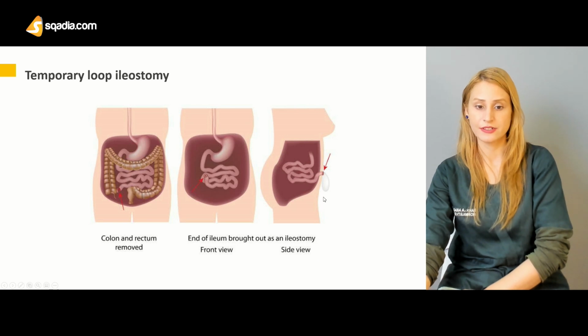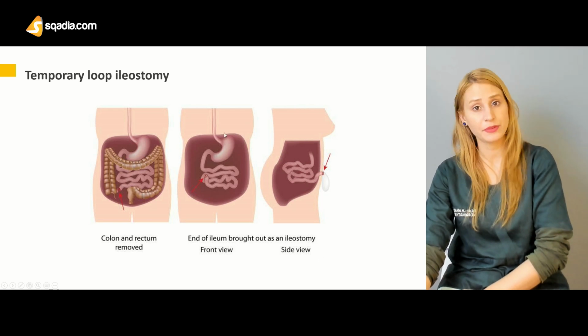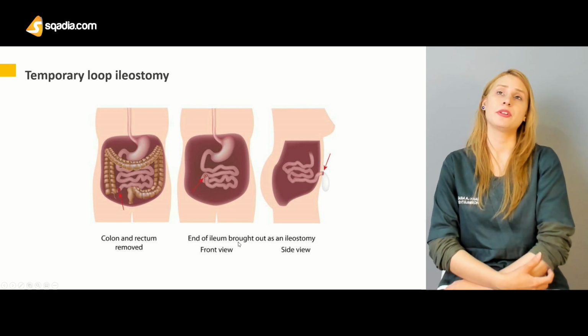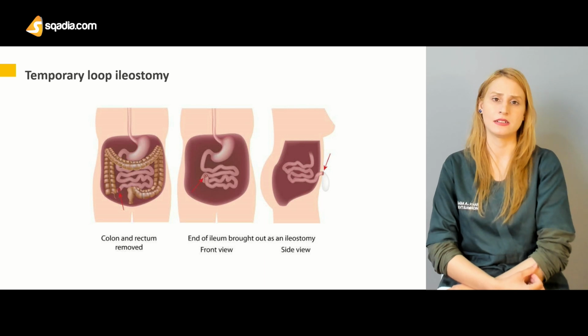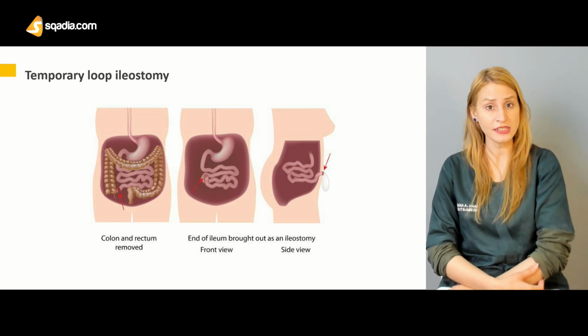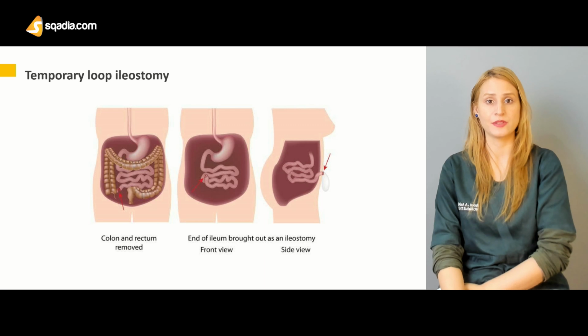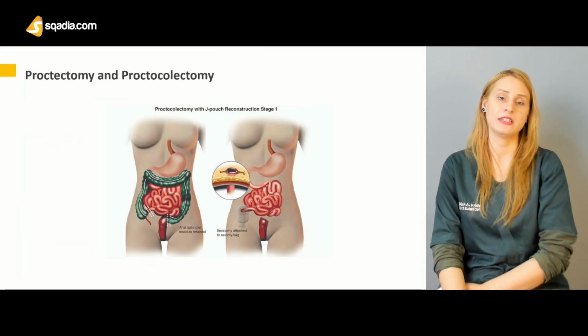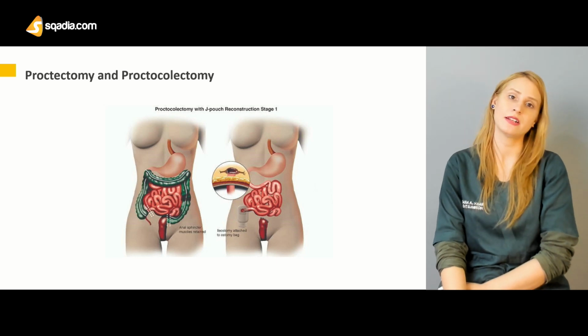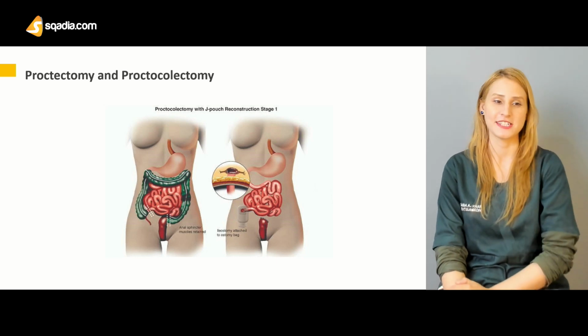You can see here. Sometimes it's a temporary loop ileostomy, but if the rectum is also removed and proctectomy is also done, then it's possible that the patient will end up with a permanent ileostomy. So ileostomy can be a double barrel or a single barrel. That's another topic for discussion.